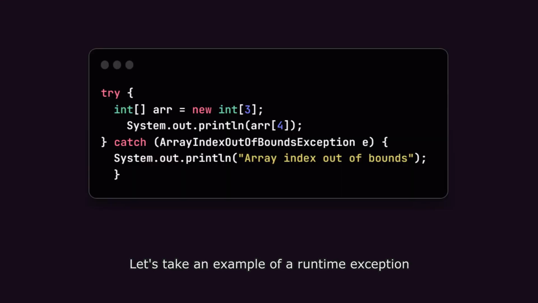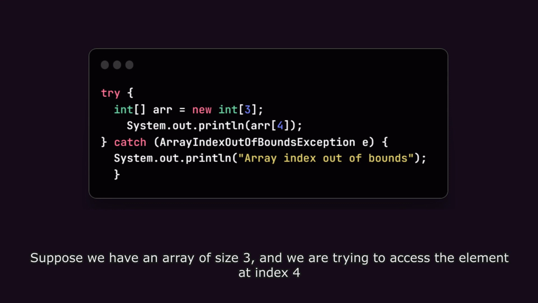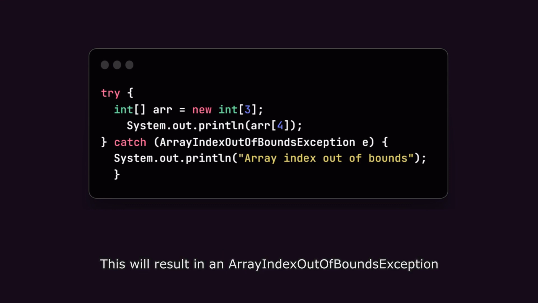Let's take an example of a runtime exception. Suppose we have an array of size 3, and we are trying to access the element at index 4. This will result in an array index out of bounds exception.